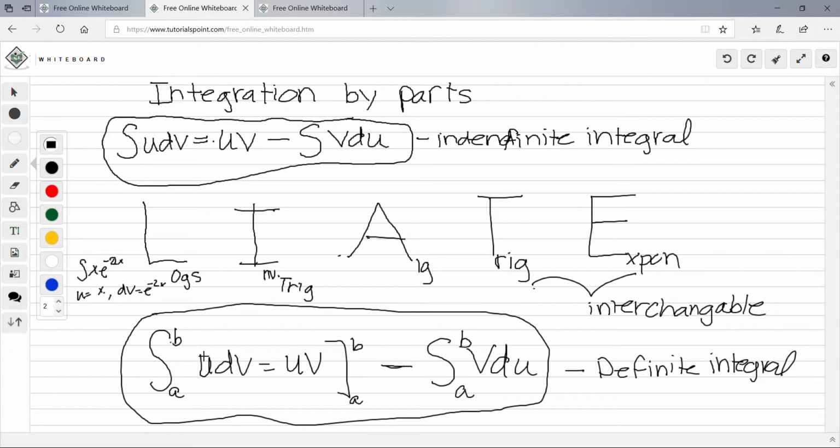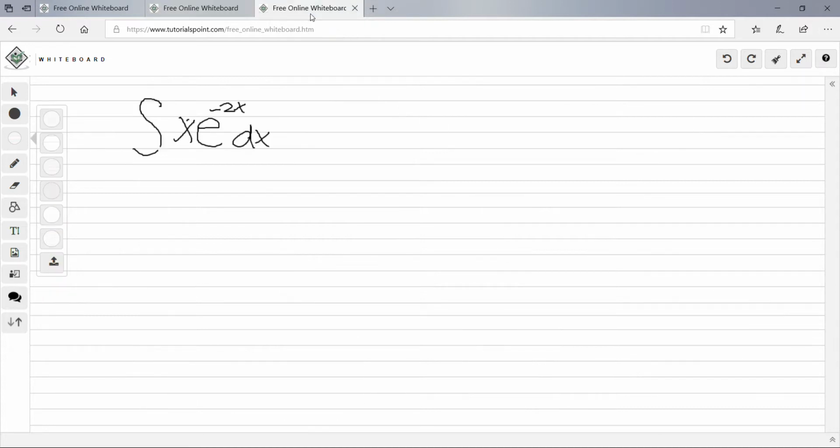For definite integrals, it's the same rule, but you just have to put the limits. Remember the fundamental theorem of calculus: you put a to b, and it's the same rule but with limits. So let's start with the first example. We want to integrate by parts the integral of x times e to the negative 2x dx.